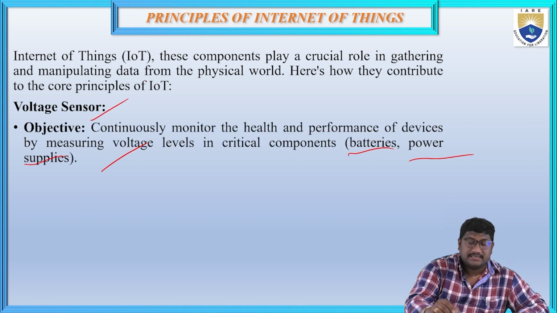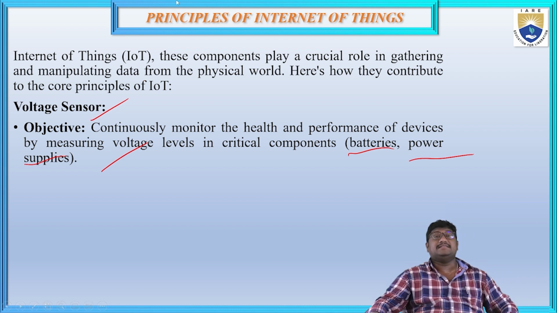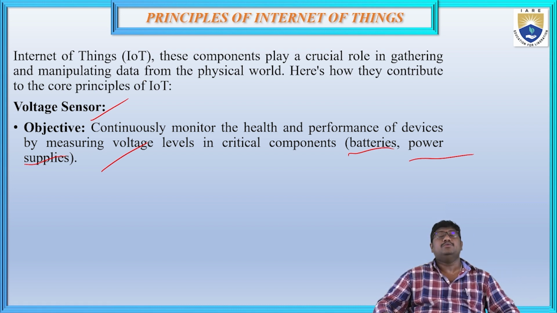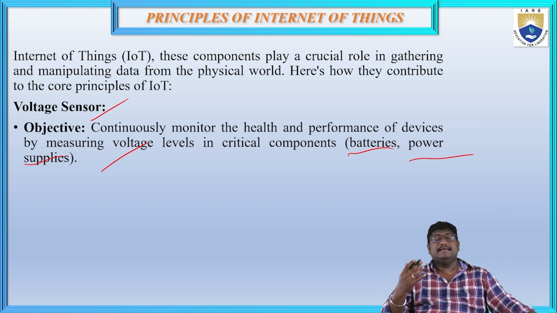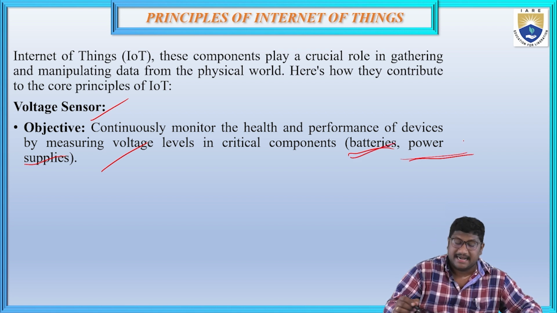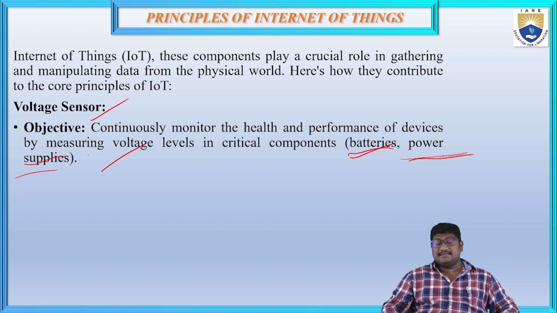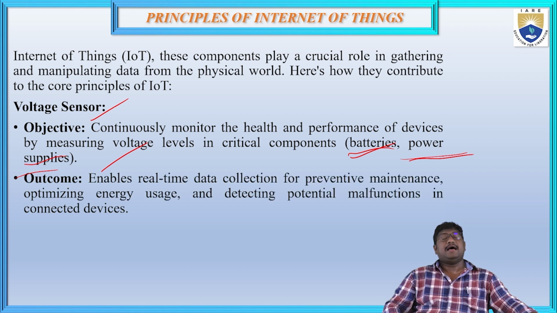As I told you, the voltage sensor will play a major role. What was the main intention, the main objective, of this voltage sensor? Here, we need to continuously monitor the health as well as the performance of devices by measuring the voltage levels in critical components such as batteries and power supplies. Have a look, critical components are batteries and power supplies. For this particular purpose, these voltage sensors are aimed.